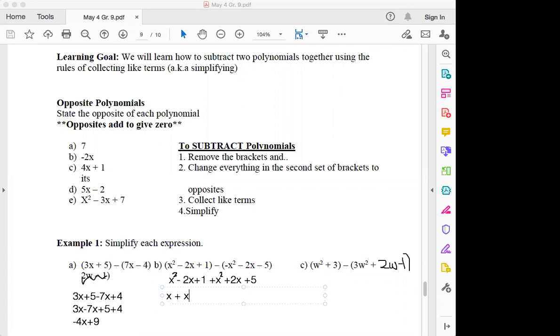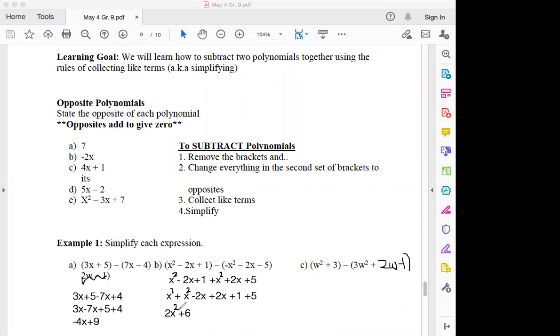So your like terms. So we have x squared plus x squared. We have minus 2x plus 2x plus 1 plus 5. Okay, so then we simplify them, we put them together. So we have x squared plus x squared, so that means we have 2x squared minus 2x plus 2x, which will be 0, and then plus 1 plus 5, which is plus 6. And that's our simplified version.